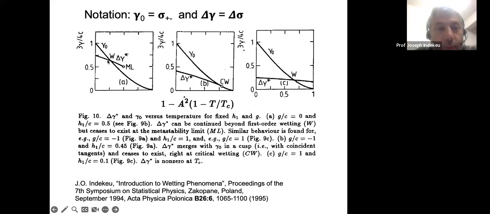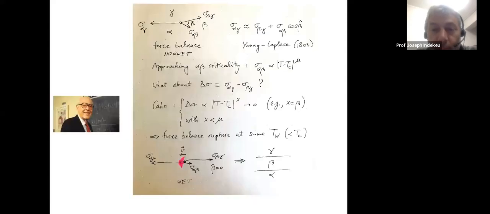But this quantity stops being an equilibrium quantity here already at the wetting transition. Even if you continue it in a metastable state, which is no longer an equilibrium state, it will stop existing at this point ML. And beyond that point ML, the sigma wall minus surface free energy does not exist at all anymore. So this sigma alpha gamma stops existing long before you reach the critical point.